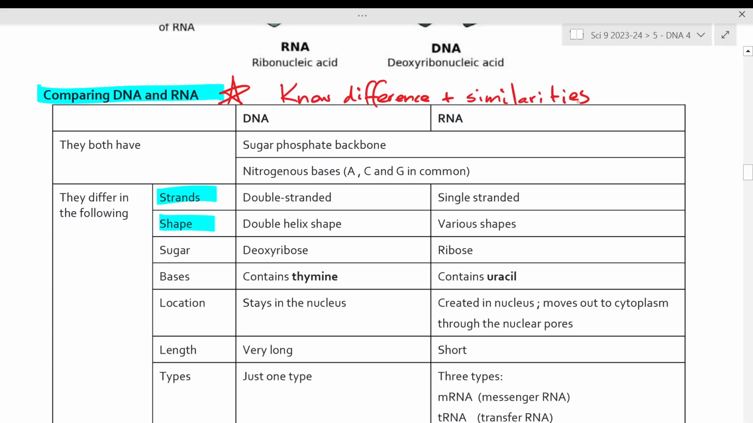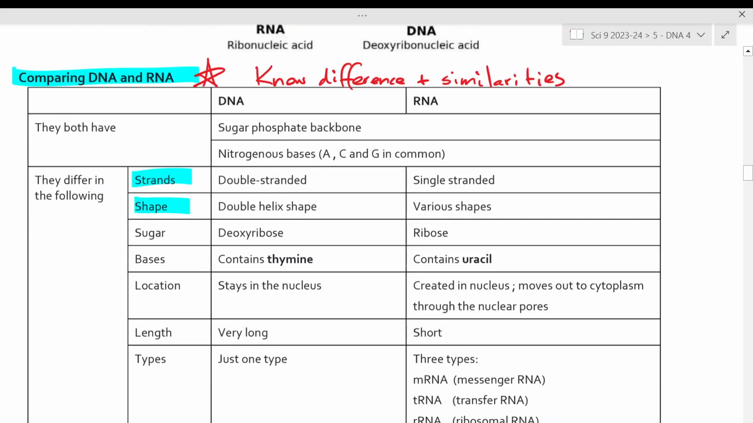So that's something that should go on your cheat sheet. They both have the sugar phosphate backbone. They both have nitrogen bases. They have different strandedness. They have different shapes. DNA is the double helix, whereas messenger RNA is just a single strip. tRNA forms the shape of a T, and ribosomal RNA, who knows what it's doing? It's forming the shape of a ribosome eventually, but I think that's a bunch of ribosomal DNA stuck together.